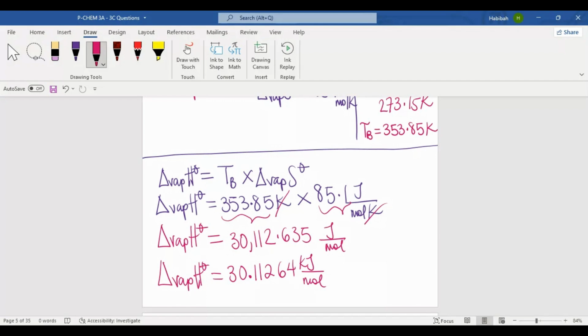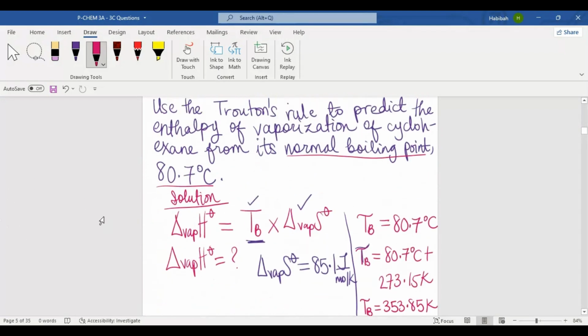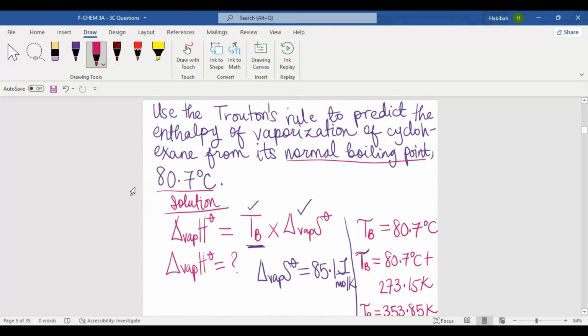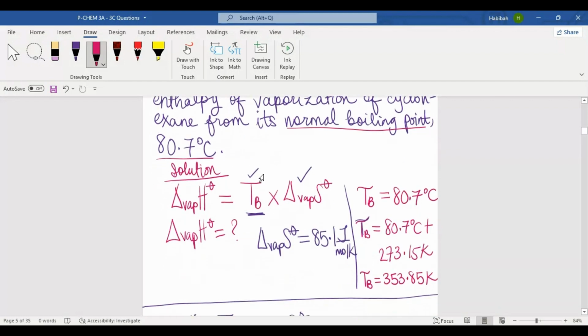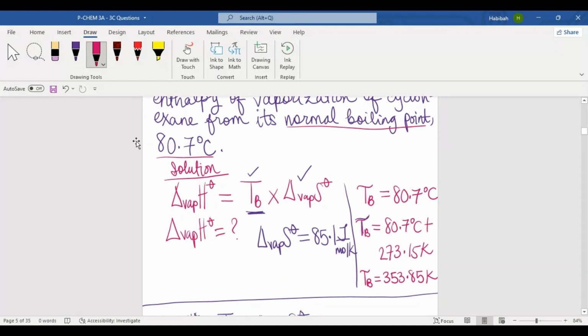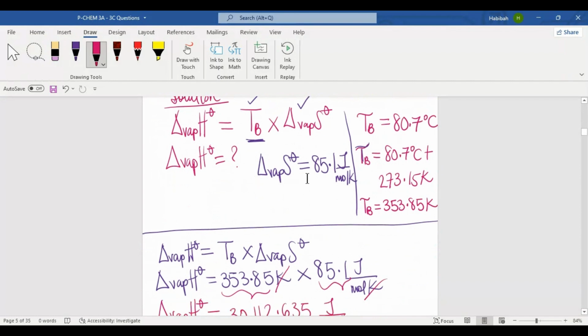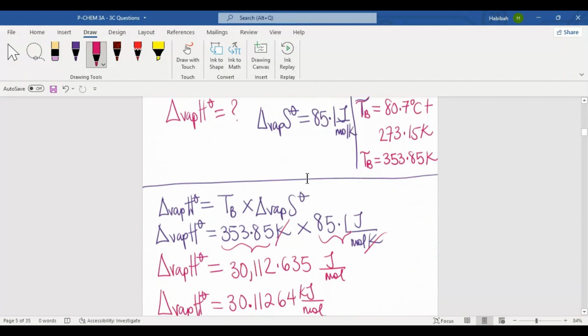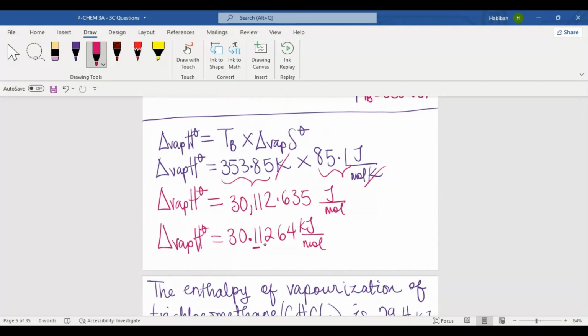But our work is not done. Because we're dealing with a chemistry question, we have to look at the sig figs so that we can put in the proper answer. We're given the normal boiling point to be 80.7 degrees Celsius, so our answer will have to be in 3 sig figs, because 80.7 degrees Celsius has 3 sig figs, as does the change in entropy of vaporization. So we end up having the change in enthalpy of vaporization for this question to be 30.1 kilojoule per mole. This is the answer to this question.